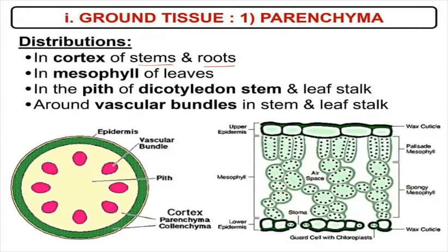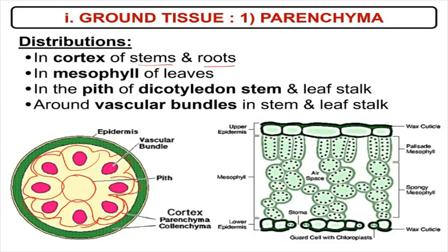Cortex ni bahagian ni lah yang memenuhi ruang batang pokok dan juga akar pokok. Ini empulur kan, pith. Jadi ni semua ni adalah cortex lah. Alright. So nak cari parenchyma, boleh cari paling banyak abundant dekat bahagian cortex. Also can be found in the mesophyll of leaves, in the pith of dicotyledon stem kat tengah-tengah ni, and leaf stalk around vascular bundles kita sini, in stem and leaf stalk.